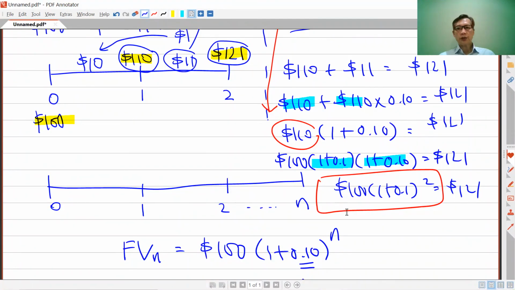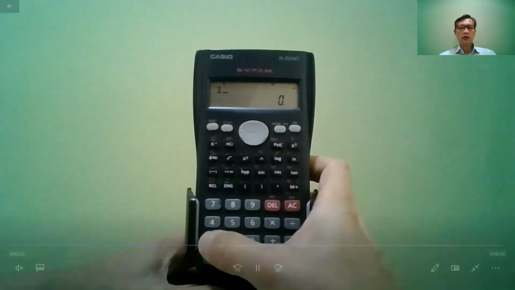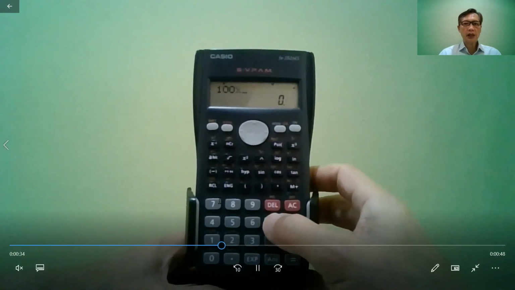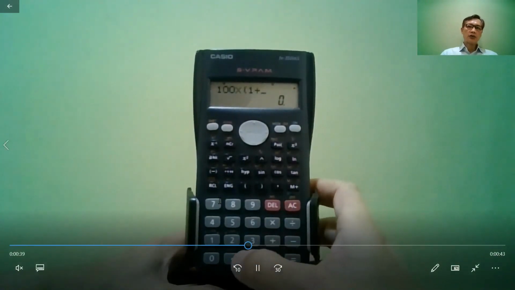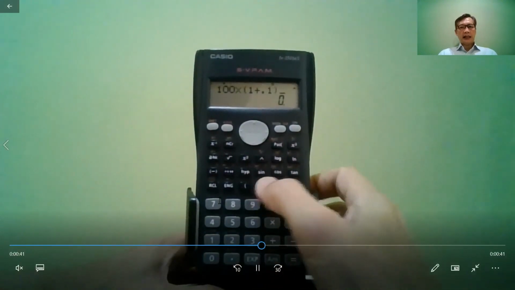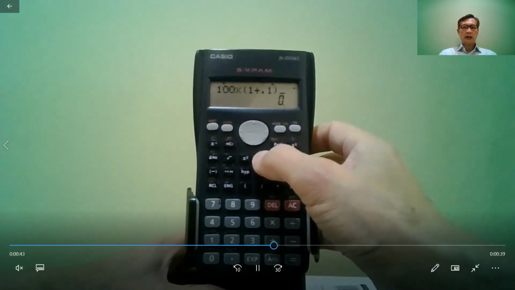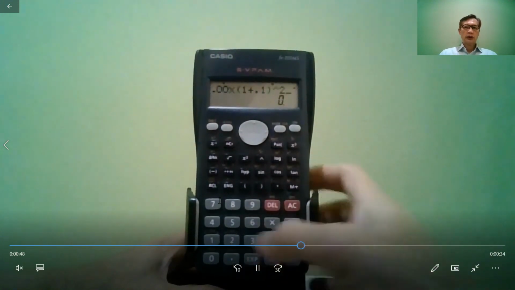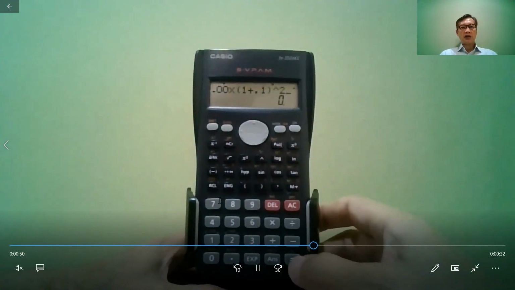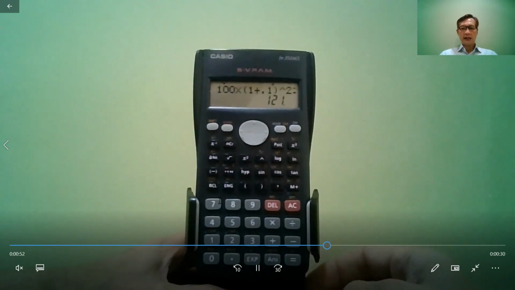For the 2 years, you should press 100 multiplied by, good habit, open bracket 1 plus 0.1, and then to the power of 2, and you get the answer of 121.